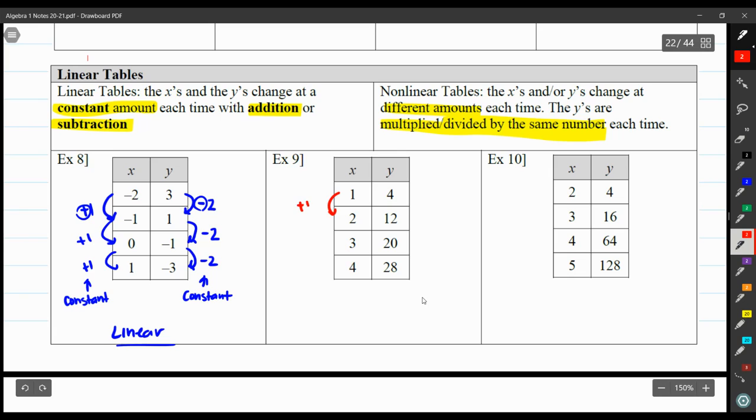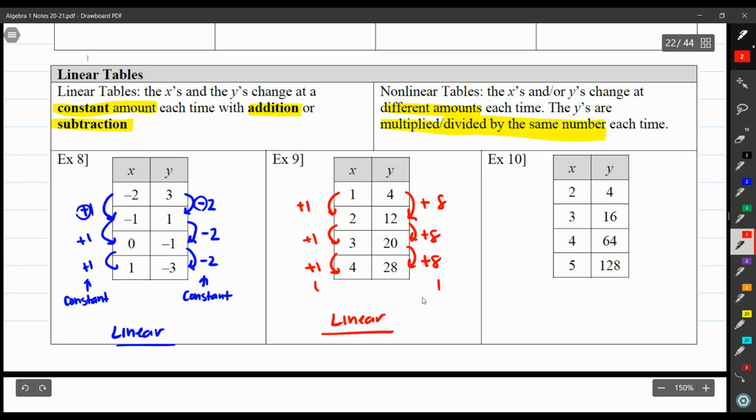1 to 2 is adding 1. 2 to 3 is adding 1. 3 to 4 is adding 1. Now 4 to 12 is adding 8. 12 to 20 is adding 8. 20 to 28 is also adding 8. So both of these are constant numbers, so this is also linear.